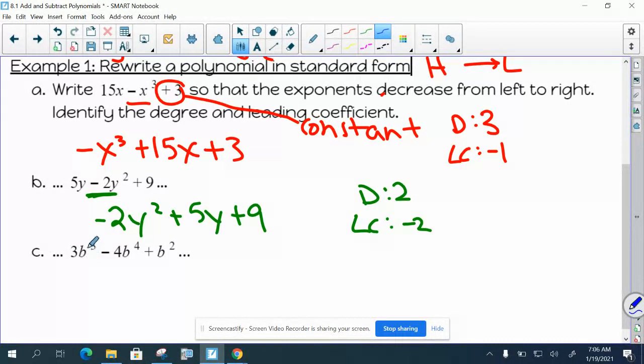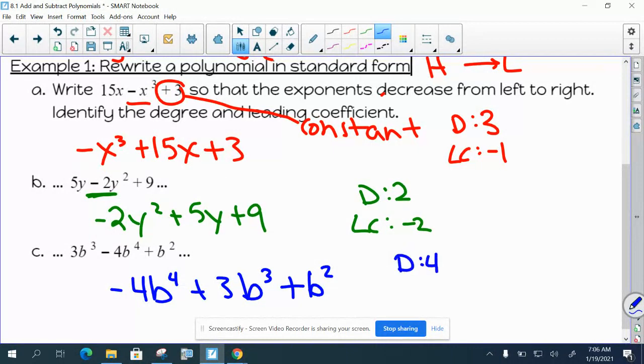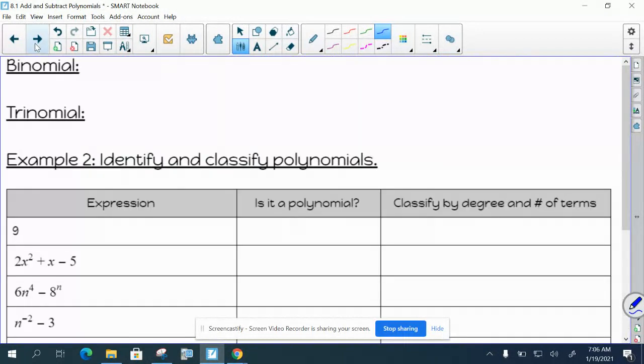Okay, for part C, you've got 3, 4, and 2, so the 4 is going to come first: -4b to the fourth, plus 3b to the third, and then plus b to the second. So the degree will be 4, and the leading coefficient would be -4 because that's the coefficient in front. Pretty easy so far. All right, a binomial, which we'll be looking at a lot in this unit.